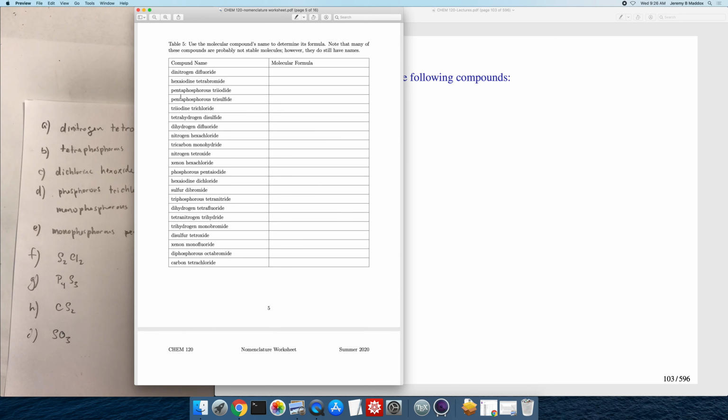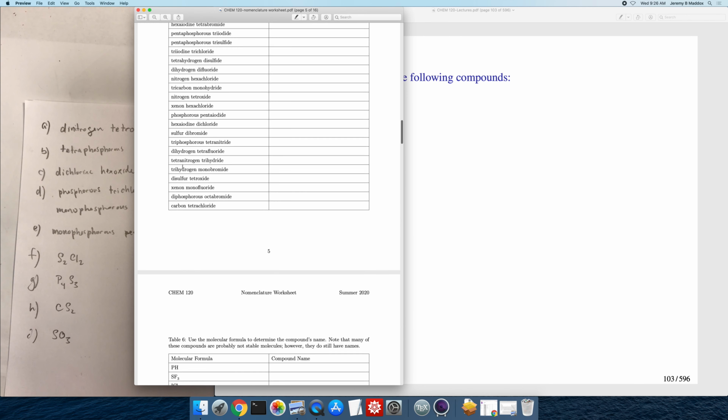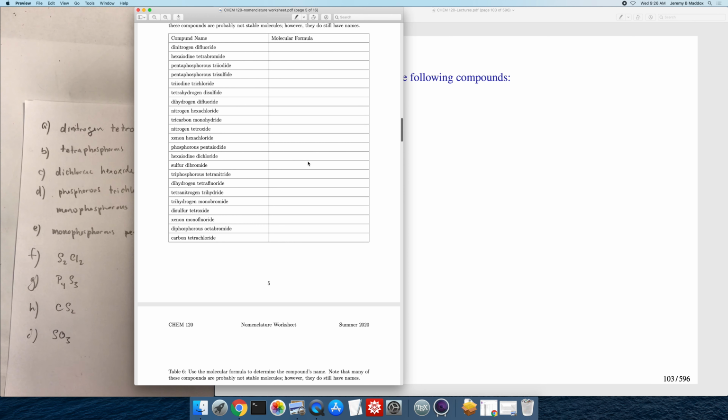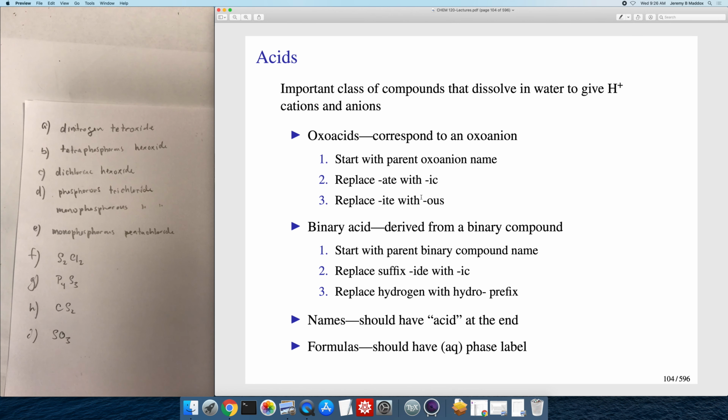Again, this set of worksheets has a whole bunch for you to try, and the answers are at the end of the worksheets. This is both doing names to formulas and formulas to names. You definitely want to be able to practice these so that you know all of your Greek prefixes. We'll move on to the next class of compounds.